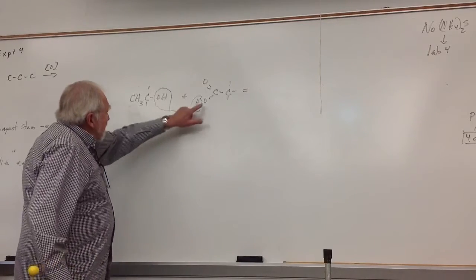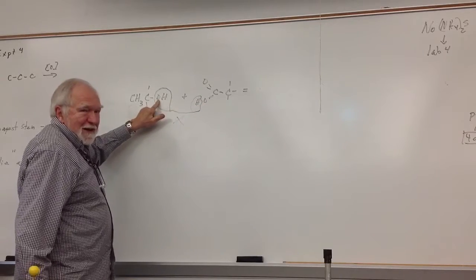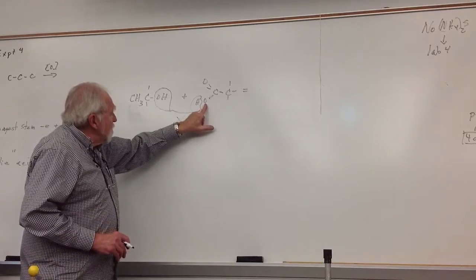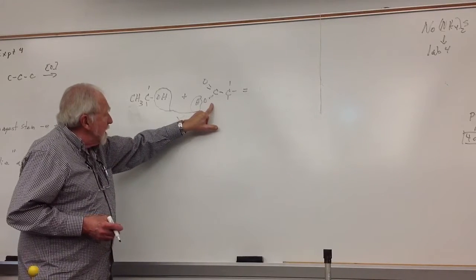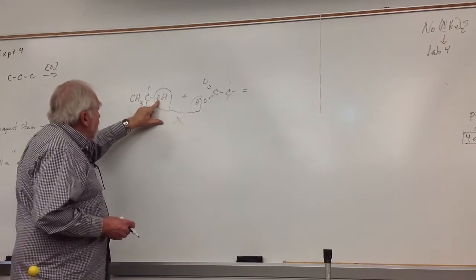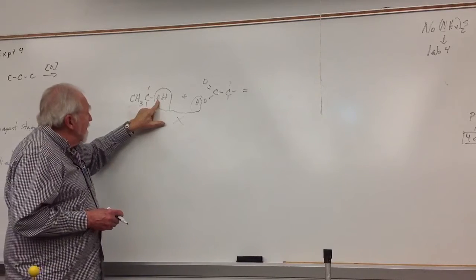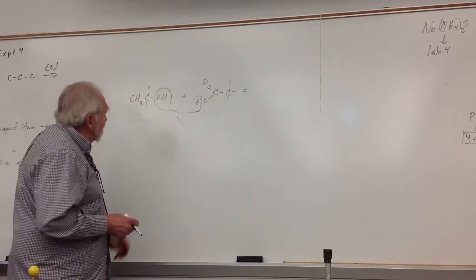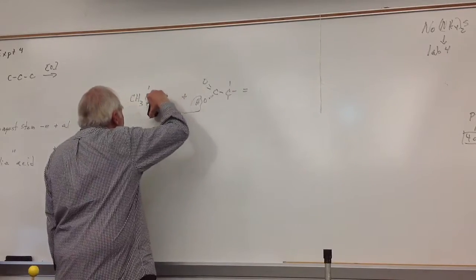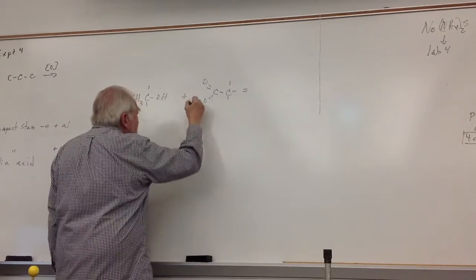What happens is this oxygen is in the water, and this oxygen stays behind. They do this by radioactive studies. In other words, if you label this by putting radioactive oxygen in the acid, you find radioactive oxygen in the water. If you put radioactive oxygen in the alcohol, you don't find it in the water, you find it in the ester. So the actual mechanism says something strange happens here.